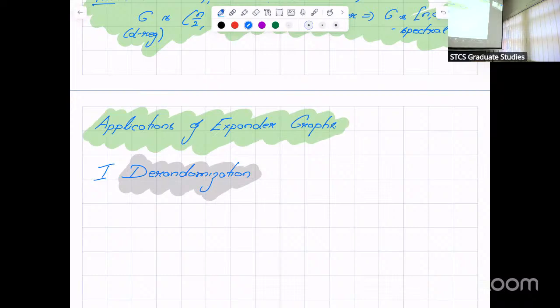But the applications now will actually take certain constructions. We will see the application of fully explicit expander constructions towards two topics. One is de-randomization, the other is error correction. In fact, we will require fully explicit constructions, and you'll see why.